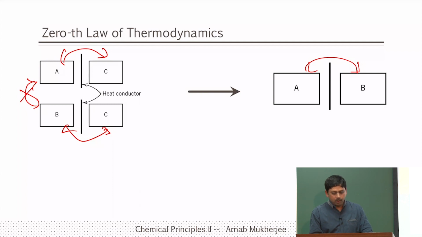Using C as a thermometer, you measure the temperature of A, and using C as a thermometer you measure the temperature of B, and if they happen to be the same, then A and B have the same temperature. When two things are in thermal equilibrium with each other, like A and C and B and C, a particular quantity which is defined to be temperature is the same, irrespective of the nature of the material.